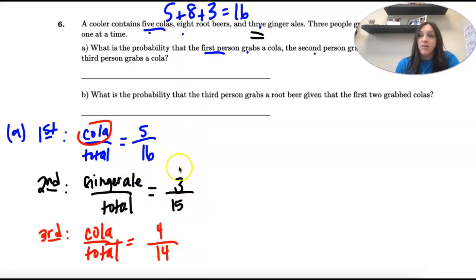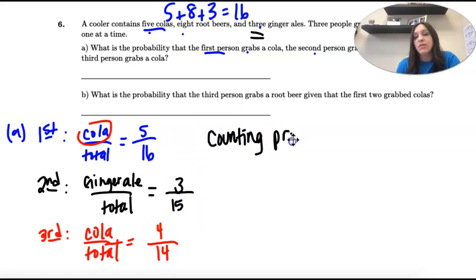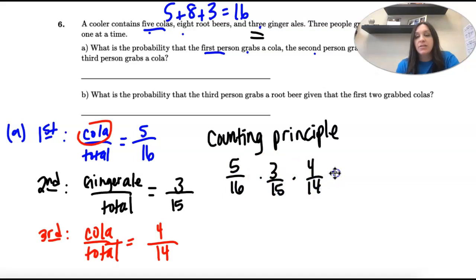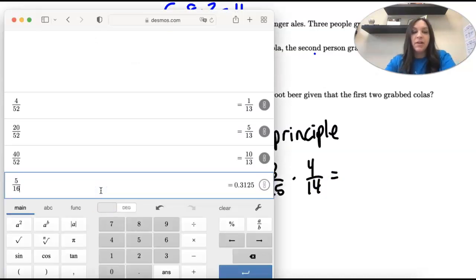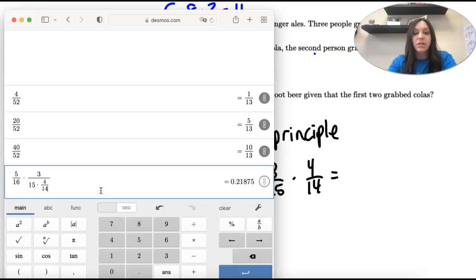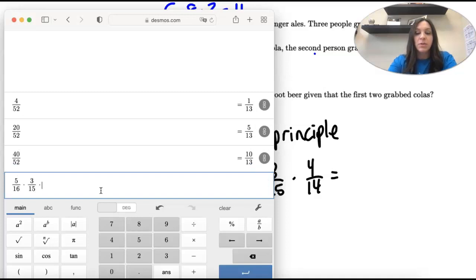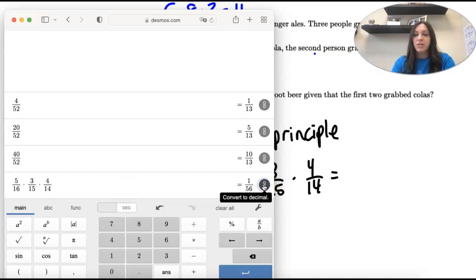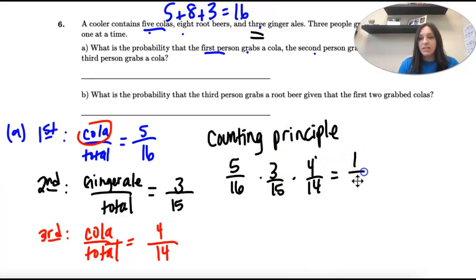So now that we have all of our probabilities, we're going to use the counting principle, which we've learned in the past. And we're going to multiply all of our probabilities together. And that tells us the overall probability. So 5 over 16 times 3 over 15 times 4 over 14. Comes down to 1 in 56. So there's a 1 in 56 probability that this scenario could happen.